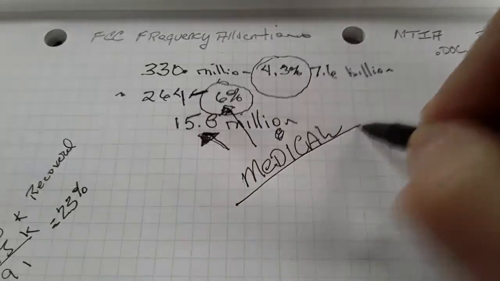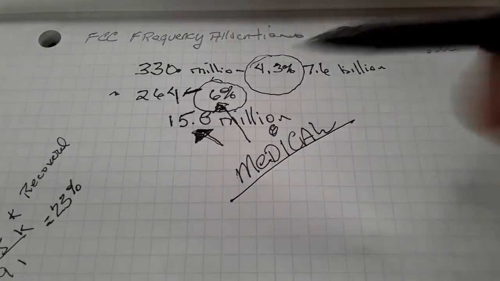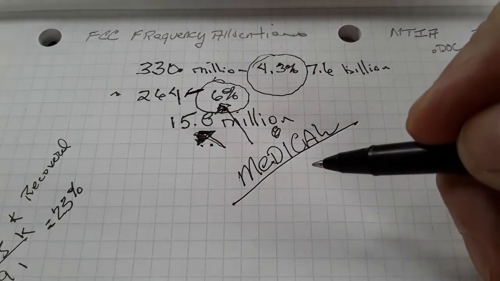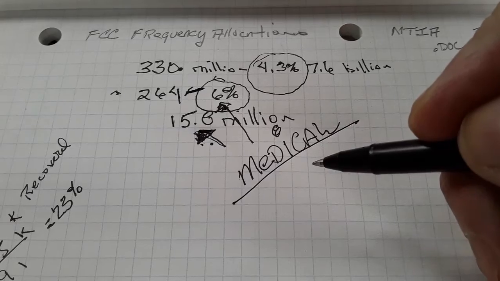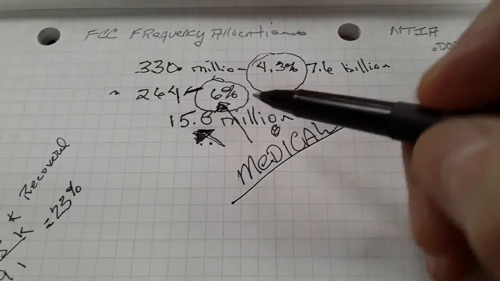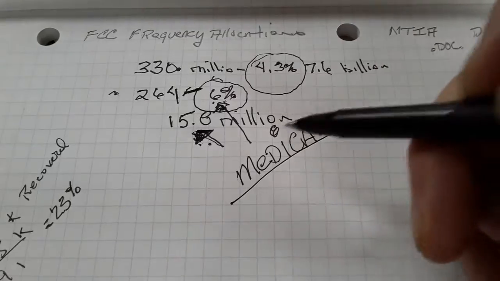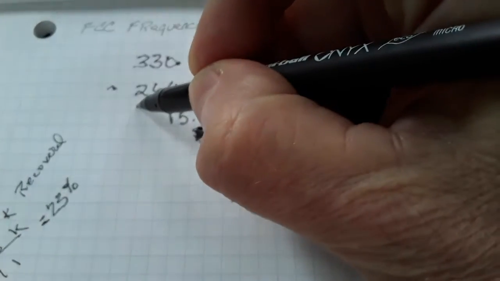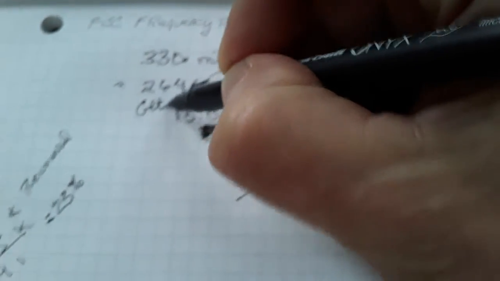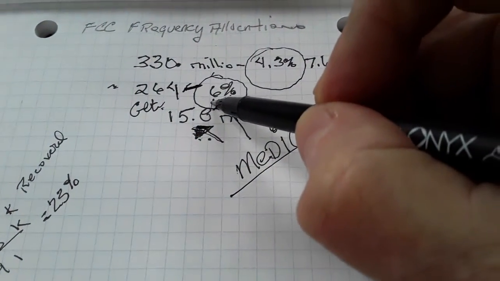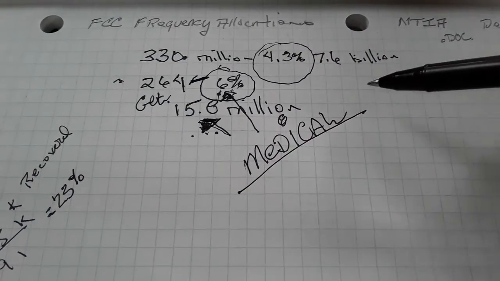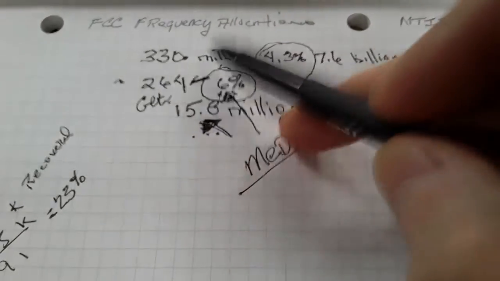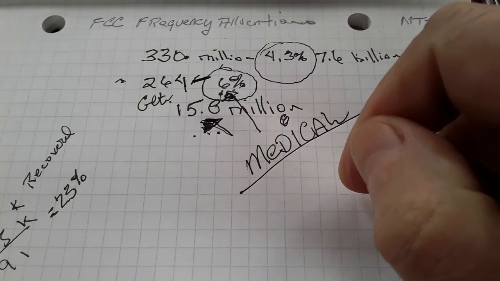So 15.8 million people are going to contract this disease, if it happened overnight, right? We use this 16% number. I'm sorry, that's 264 million are going to get it. And if 6% of them die, that's 15.8 million Americans. 6% of the U.S. population is at risk of dying from this.